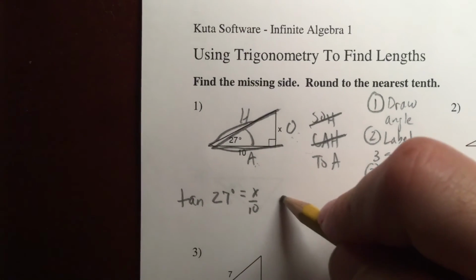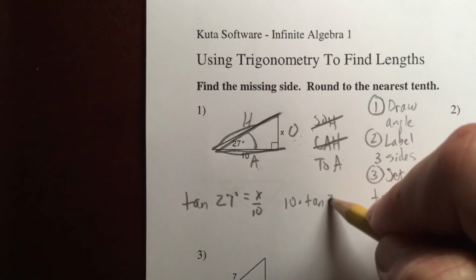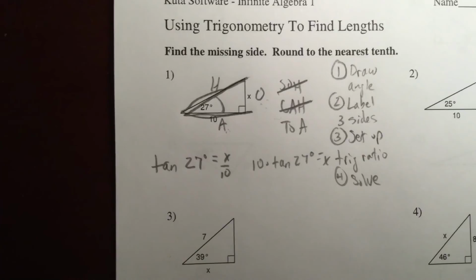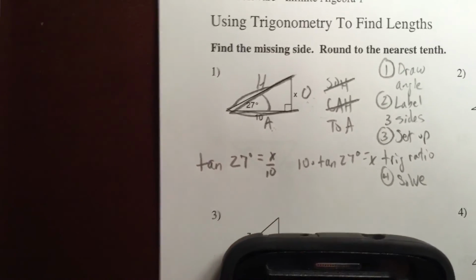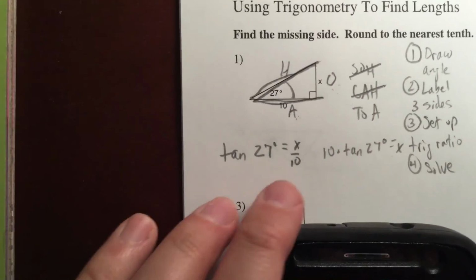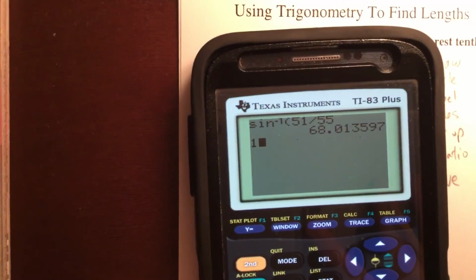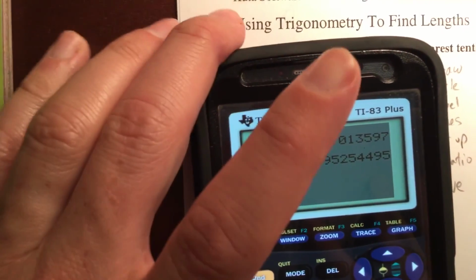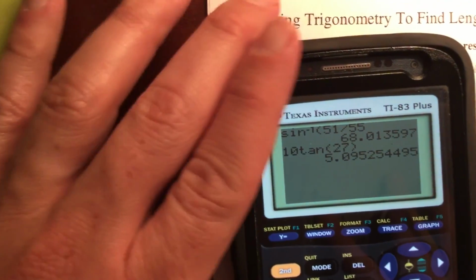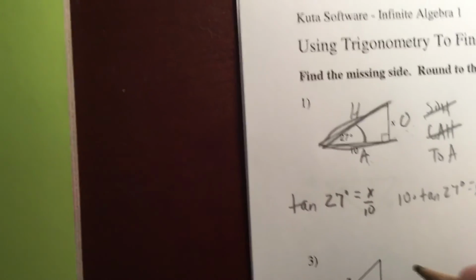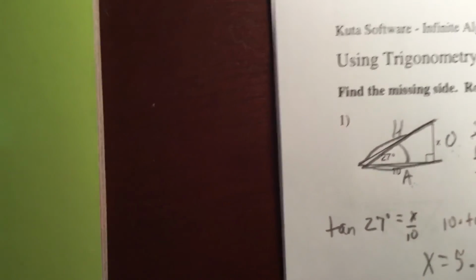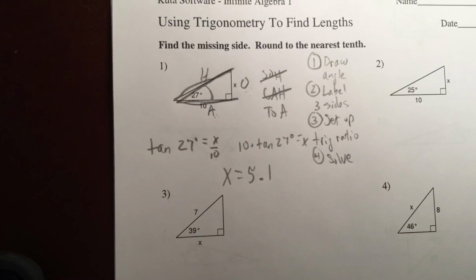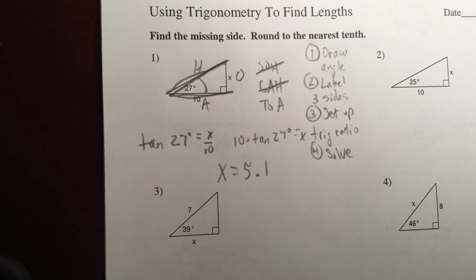To solve for X, we multiply 10 to the other side. Make sure you don't actually multiply the angle. We're not trying to do the tangent of 270. So to solve this problem, that's all you'd have to type in, is 10 times the tangent of 27. And we get 5.1 as our answer rounded to the nearest tenth. So X equals 5.1. It will always be a tangent if I have an OA. It'll always be sine if it's OH, and it'll always be cosine if it's AH.